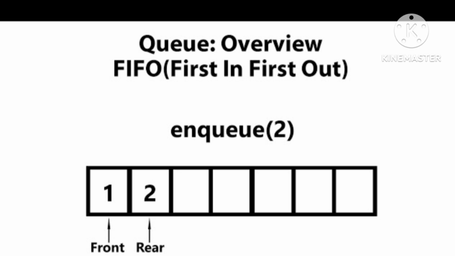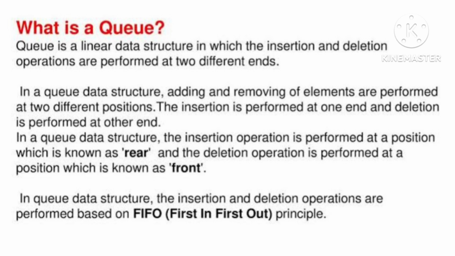First of all, we understand the concept of what is a queue. A queue is a linear data structure in which insertion and deletion operations are performed at different ends. One end is called the rear end and the other is called the front end. All the insertion operations are performed at the rear end and deletion is performed from the front end. So in a queue, the operations are performed on the basis of the FIFO technique, that is first in, first out.